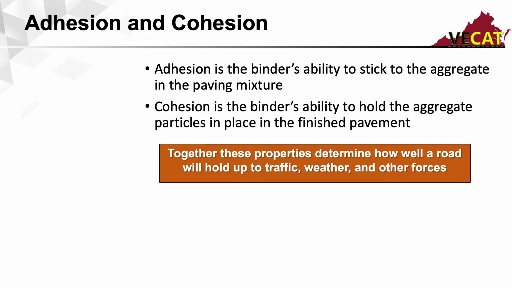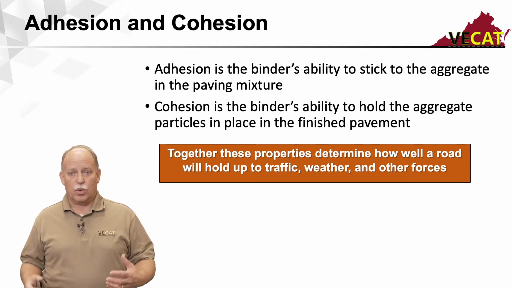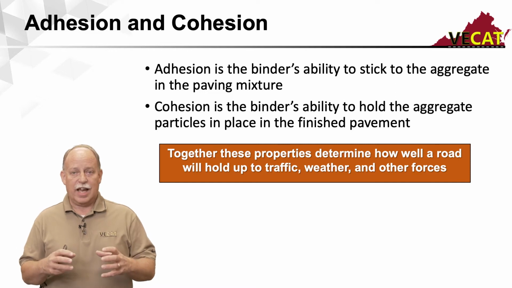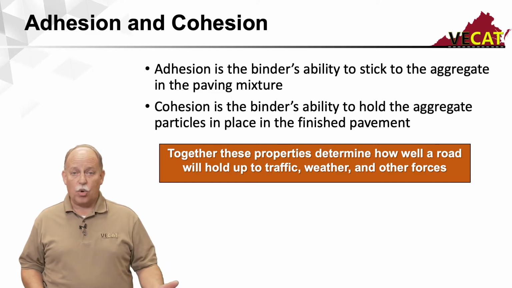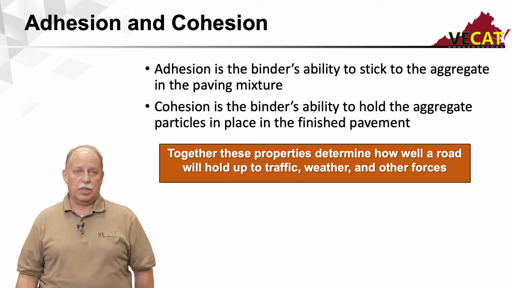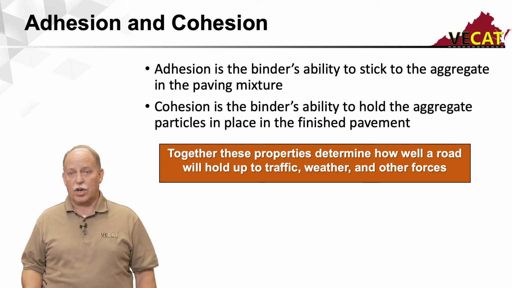All right, so let's talk about adhesion and cohesion. First, adhesion. Adhesion is the binder's ability to stick to the aggregate in the paving mixture. We want those particles to adhere to one another to create a mass that can handle the loads of the traffic. Cohesion is the binder's ability to hold the aggregate particles in place in the finished pavement. Obviously, when loads are going around, it wants to move, so it needs to be cohesive and stay together. Together, these properties determine how well a road will hold up to traffic, weather, and all the other forces that they encounter.